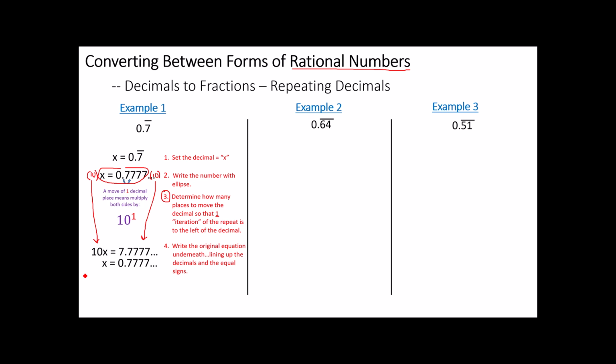This is the thing that I think is really cool. I'm going to go ahead and subtract these two equations. When I subtract those, the left side says 10x minus x, which is 9x. The right side says 7 minus 0 is 7. 7 minus 7 is 0, 7 minus 7 is 0, 7 minus 7 is 0, 7 minus 7 is 0.